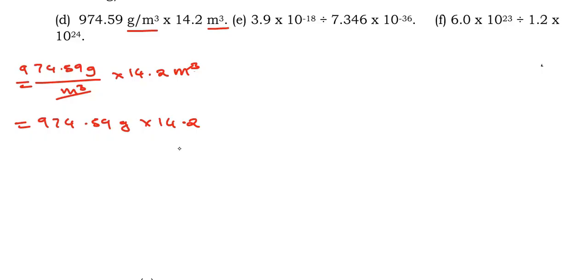Now multiplying this, you are going to get a number, and mine is giving me 13,839.178 grams here. But we are going to write it in how many significant figures? We follow this because now you understand. This one has 3 significant figures, which is the smallest number of significant figures we have.